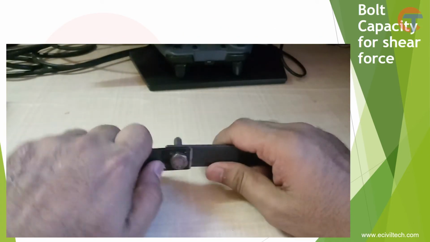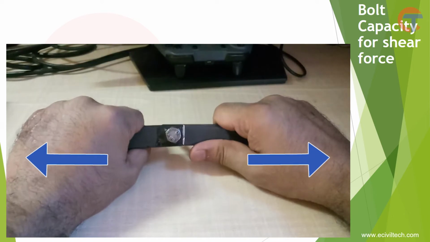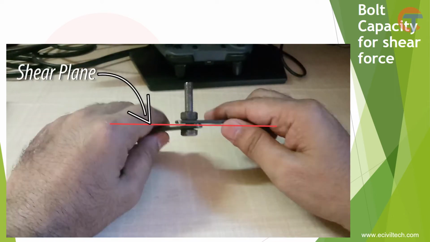Now let's get back to our connection. I am applying load in opposite directions. Due to that, the bolt is feeling shear force on the plane between the plates, and we are interested in calculating this shear capacity.